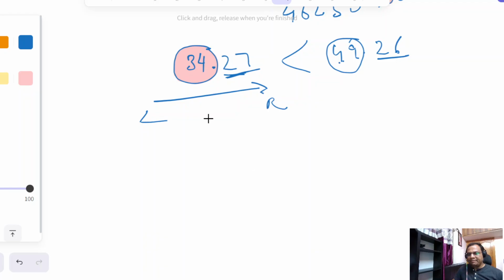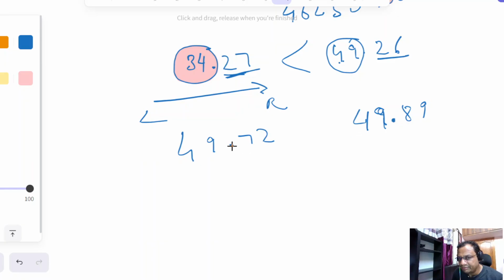If I take 49.72 and 49.89, now if you see before the decimal, we have the same number, 49 here and 49 here. Now you need to move to the digits after the decimal. After the decimal, we have a 7 here and an 8 here. This is bigger. So we have to move from left to right.